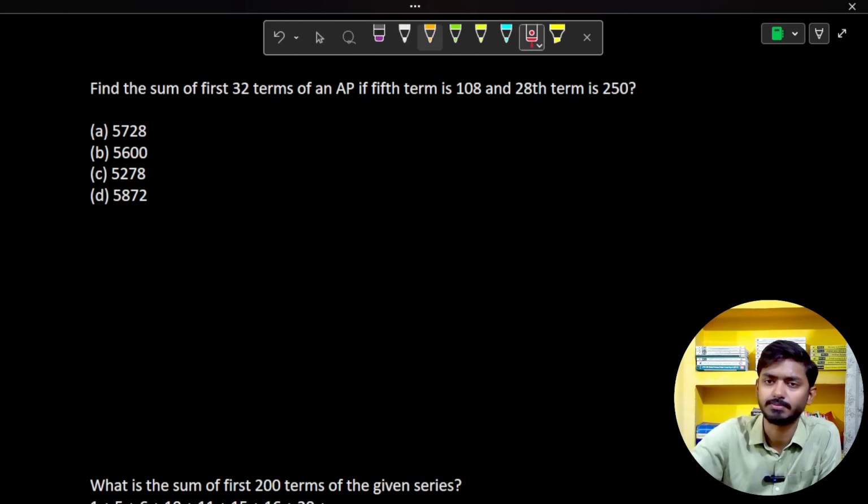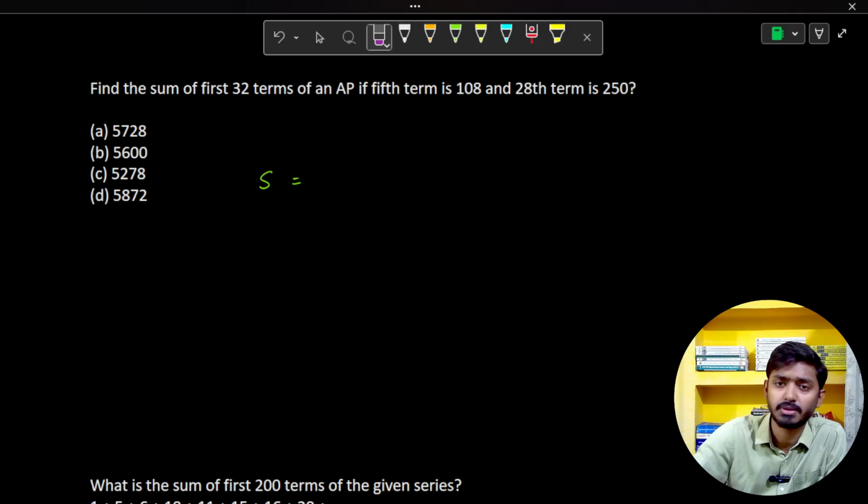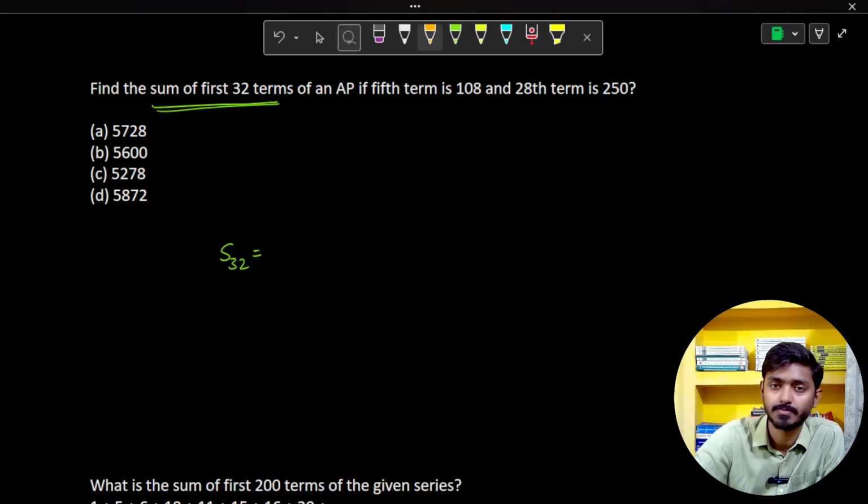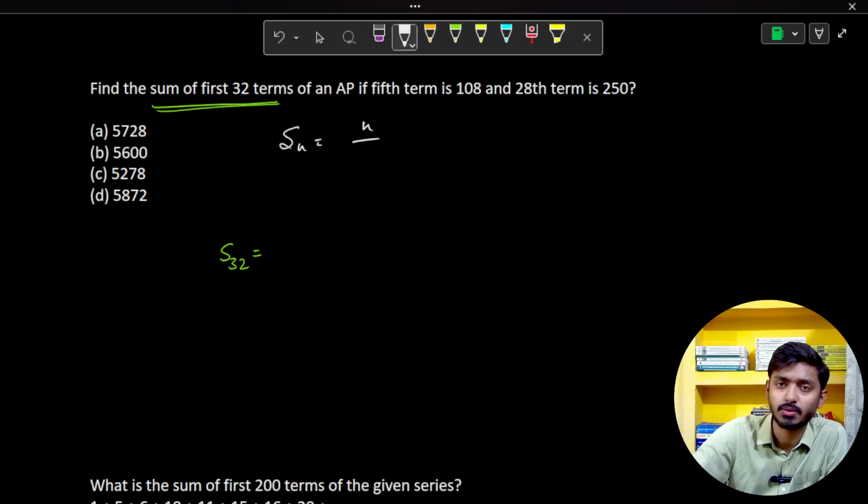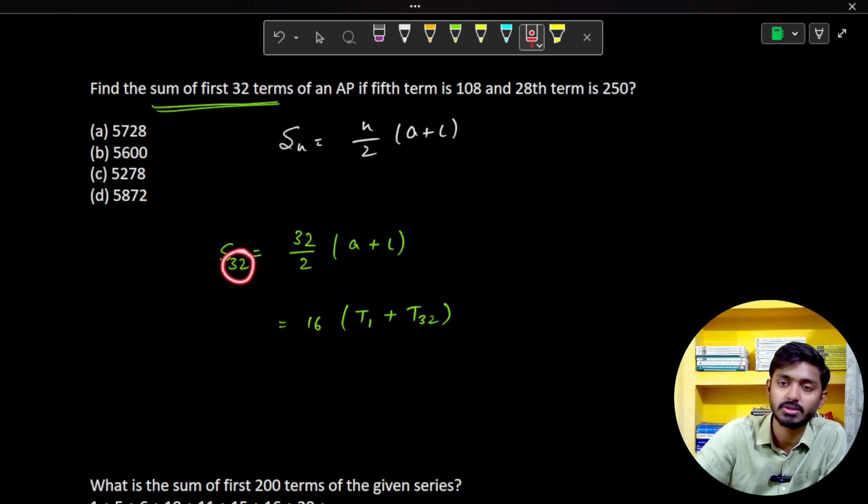Very simple. Again, you are supposed to find the sum of 32 terms. Let me write S32. Question says find the sum of first 32 terms. We know the formula for Sn. Let me write the formula for Sn first. Formula for Sn equals n by 2 times a plus l. We'll use the same formula. N over here is 32, so 16 times a plus l. A can be written as T1 and l in this case would be T32. Why? Because you are supposed to find the sum of 32 terms.